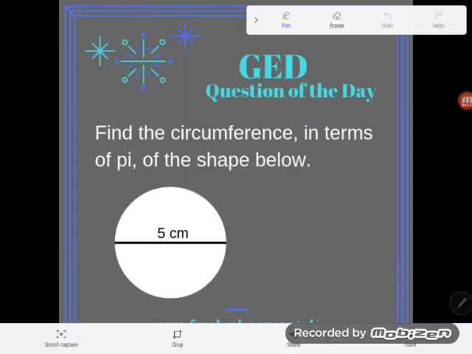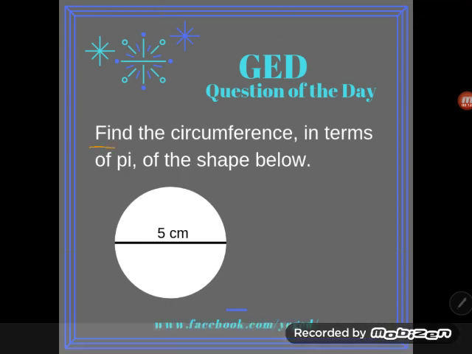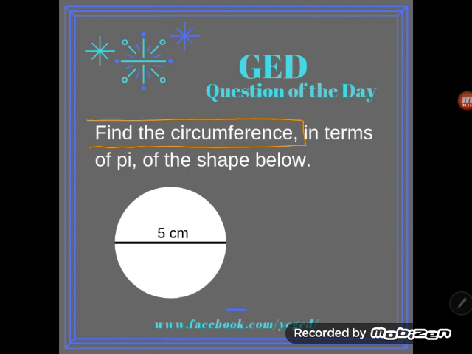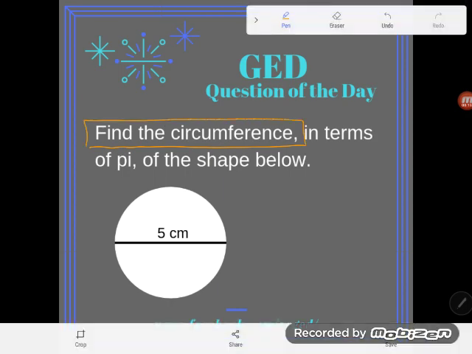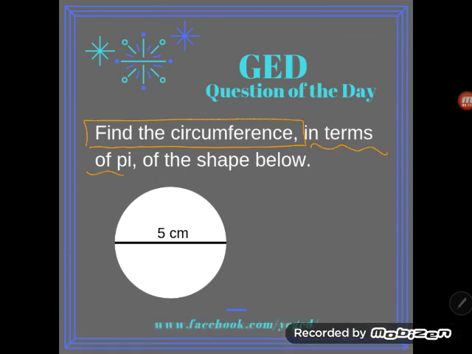Hey GED students, it's GED question of the day, and we're really stepping up our understanding of circle problems now. Okay, so let's take a look. It says find the circumference. Okay, we've been doing that. That sounds pretty straightforward. But here's some new directions in terms of pi.